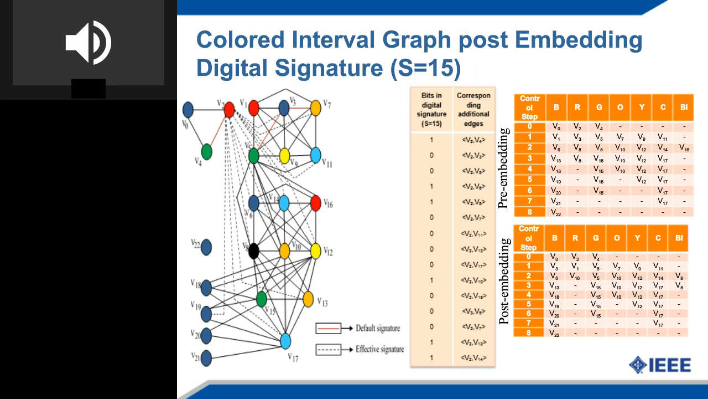So this is how the colored interval graph will look. For example, these nodes refer to the different storage variables, and the colors inside the nodes refer to the register types. For example, this is a blue register, this is a red register, and so on. And the abbreviations of these registers are shown in the table on the right side.